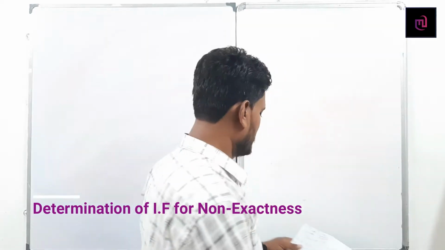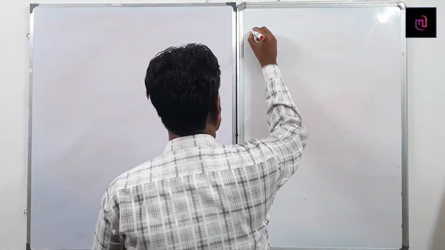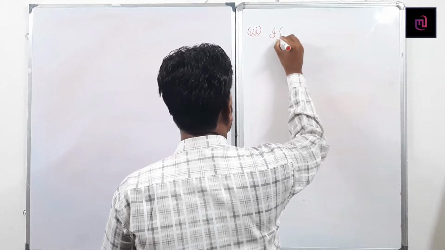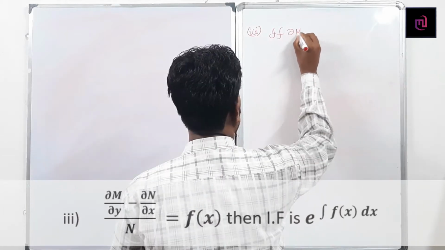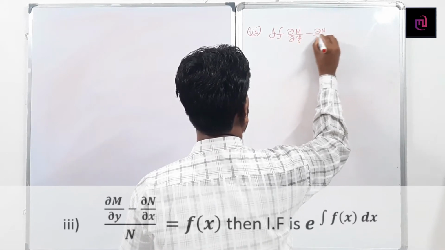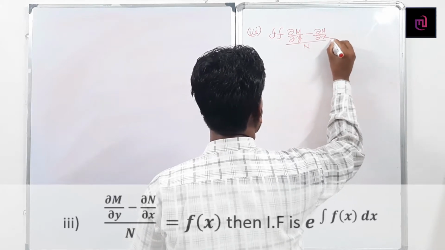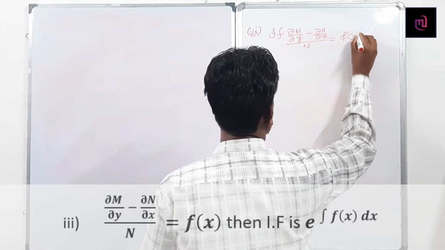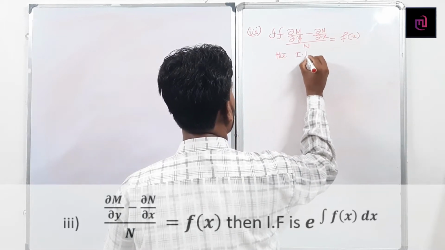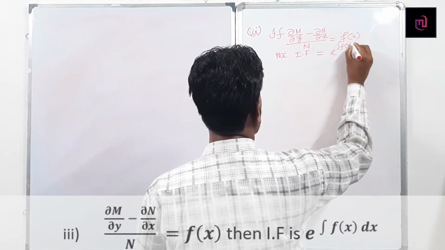Let's write. So in the third case for determining the integrating factor, if (del M by del y minus del N by del x) whole divided by N equals a function of x, then the integrating factor becomes e to the power the integration of f of x dx.